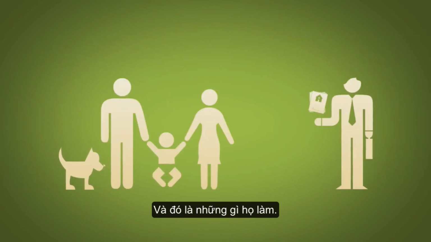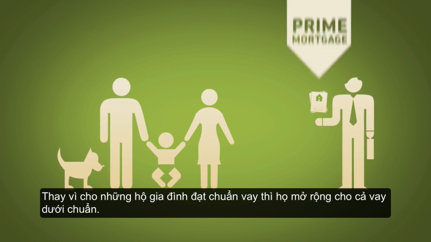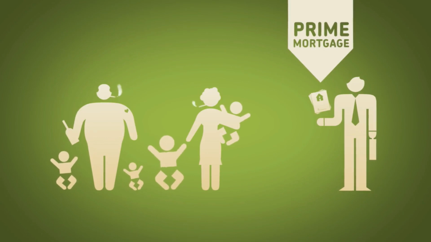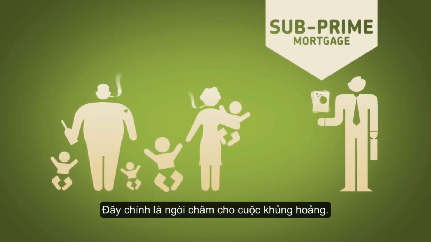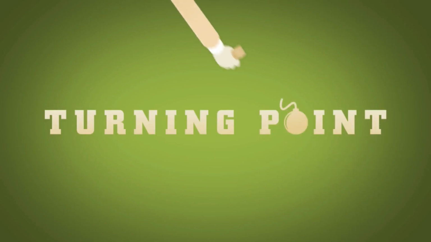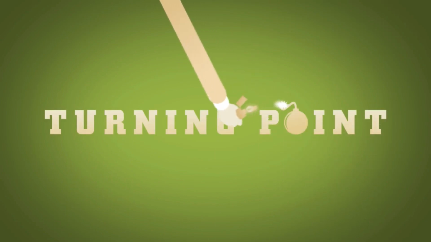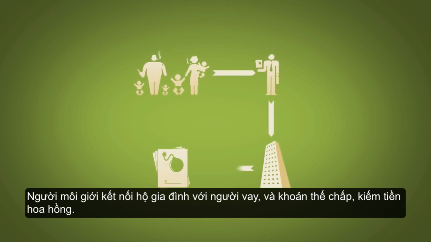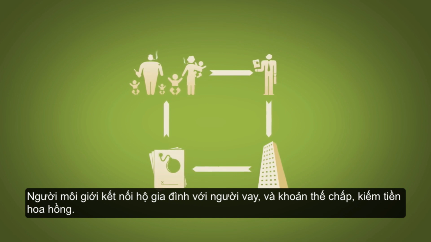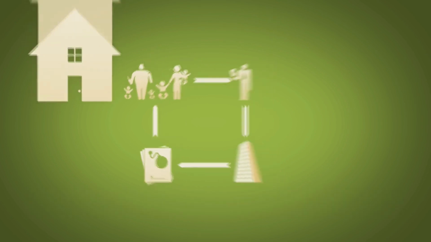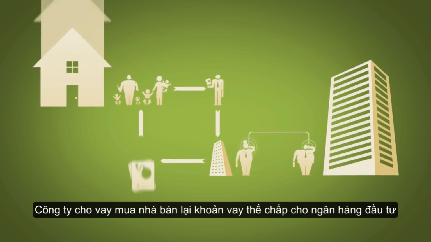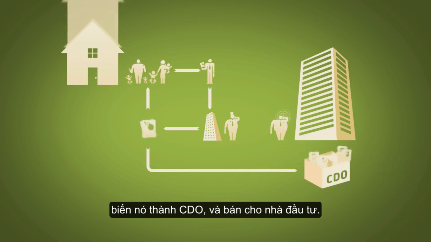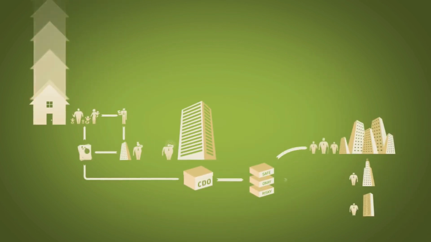So instead of lending to responsible homeowners, called prime mortgages, they started to get some that were, well, less responsible. These are subprime mortgages. This is the turning point. So, just like always, the mortgage broker connects the family with a lender and a mortgage, making his commission. The family buys a big house. The lender sells the mortgage to the investment banker, who turns it into a CDO and sells slices to the investors and others.